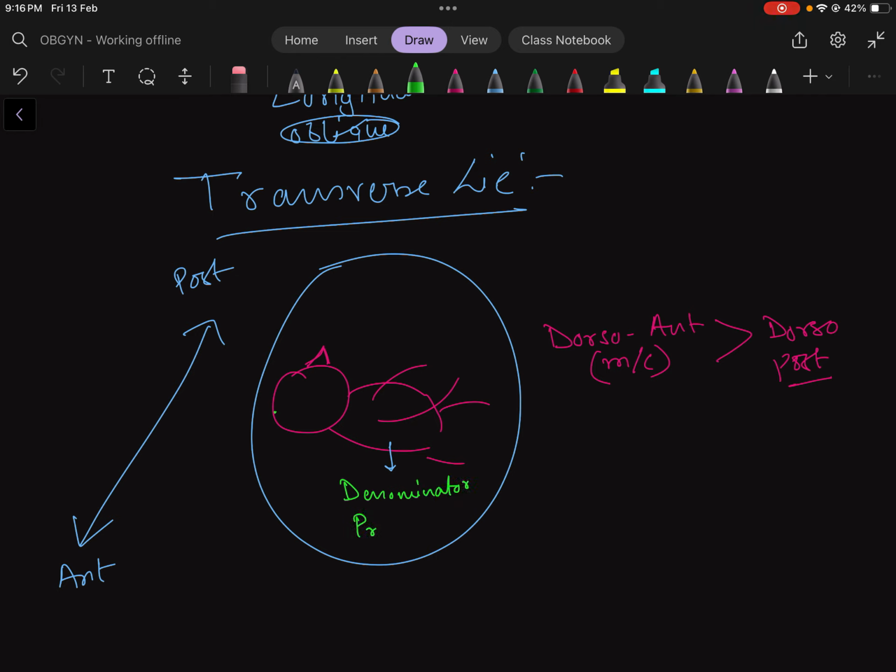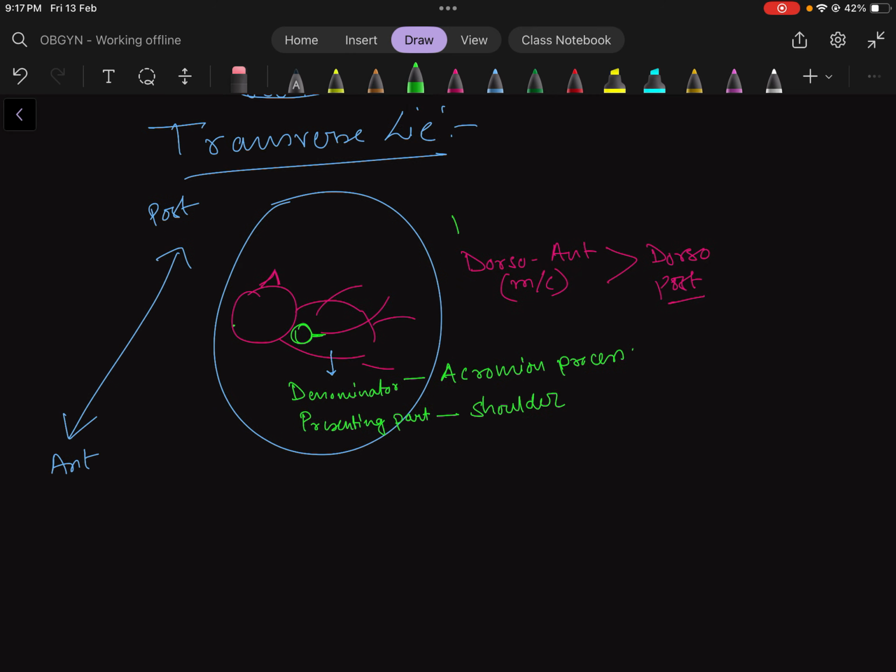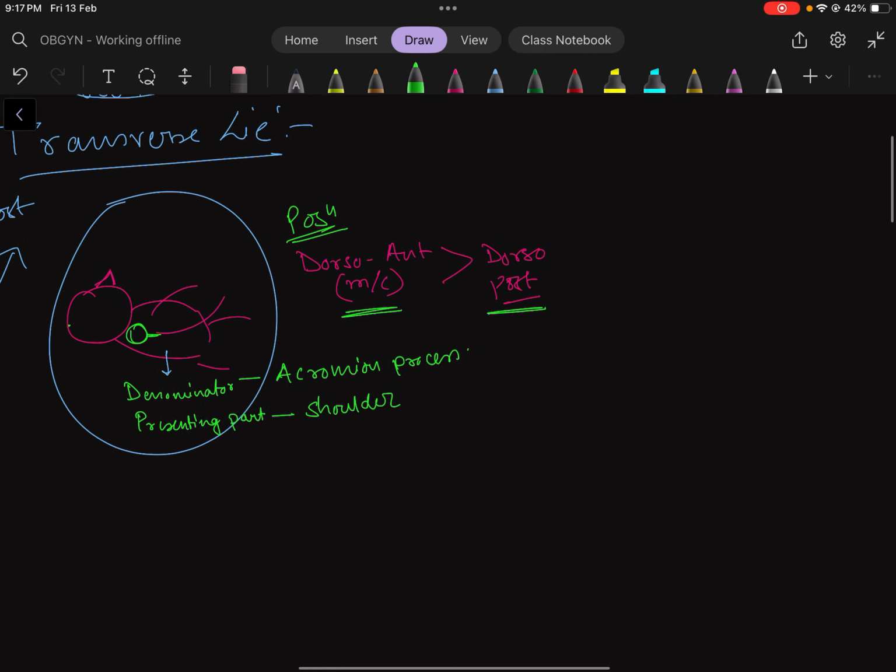Now in transverse lie we can see what is the denominator and what is the presenting part. Here the shoulder is the presenting part and the denominator is the acromion process. And position is of course dorso anterior more than dorso posterior. Draw it like this, it's DOA, it's DOP. So dorso anterior is more common.